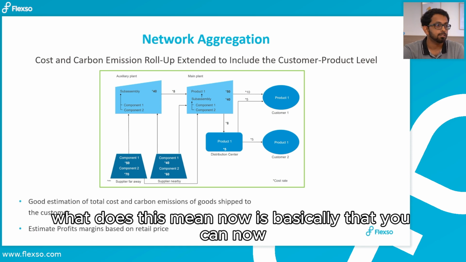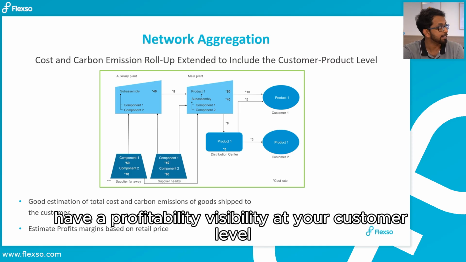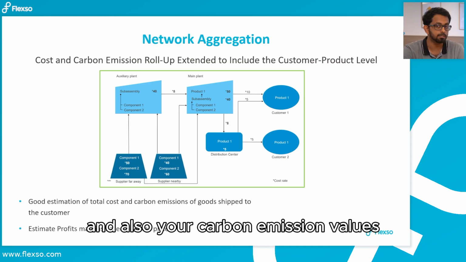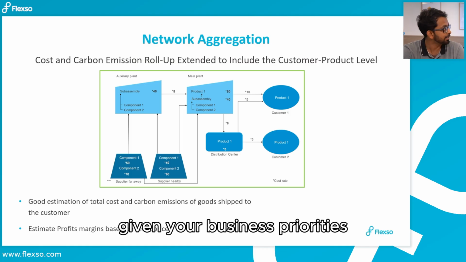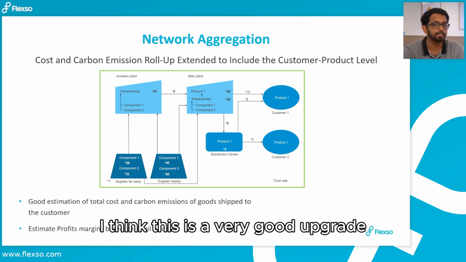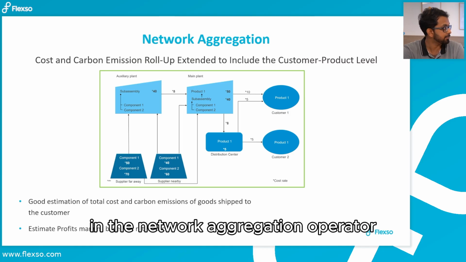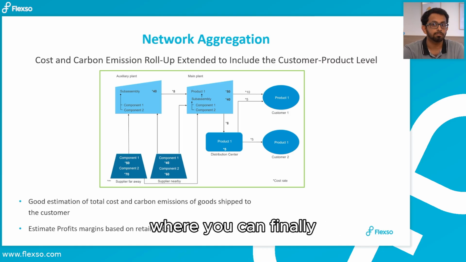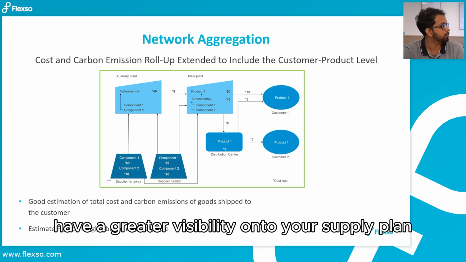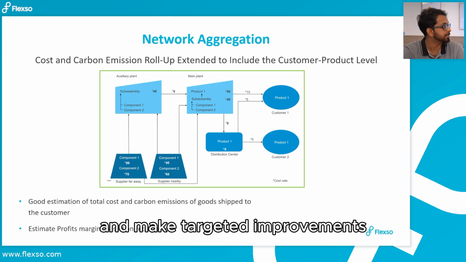What this means now is basically that you can have profitability visibility at your customer level and also your carbon emission values. Given your business priorities and sustainability commitments, I think this is a very good upgrade in the network aggregation operator, where you can finally have greater visibility onto your supply plan and make targeted improvements.